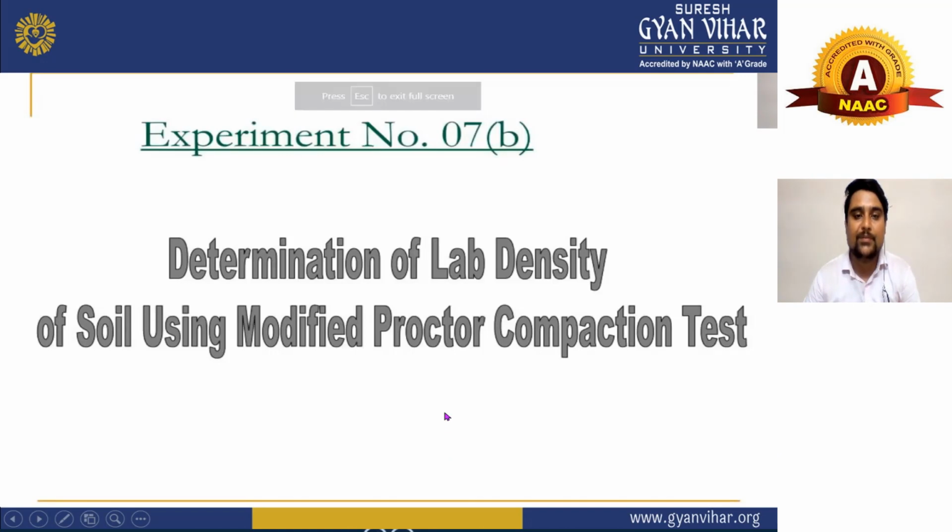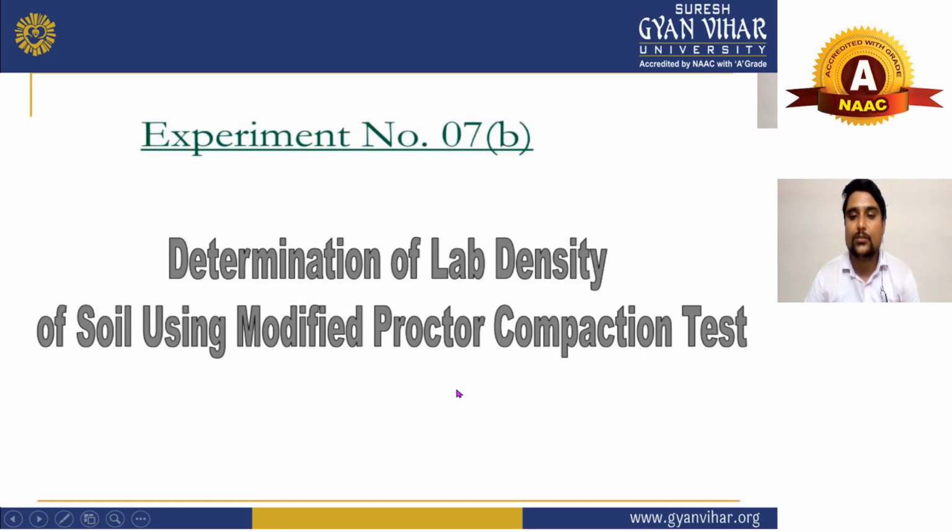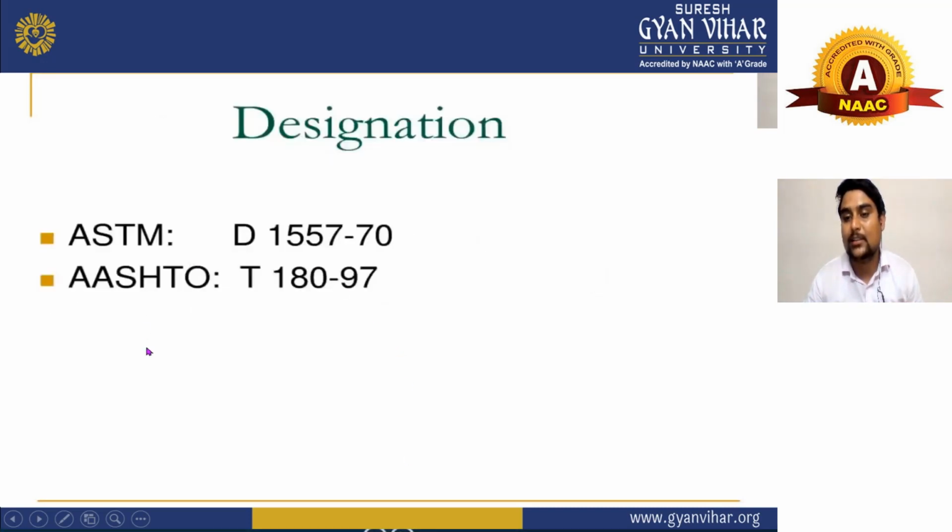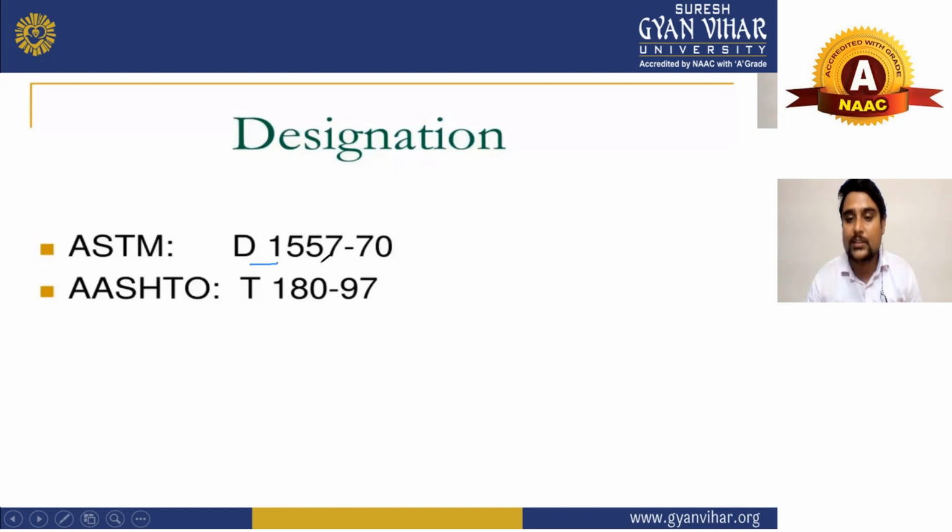Here we will see the modified Proctor test also, which is experiment number 7. And this is also very important because it is a modified version of the standard Proctor test. If you have done the standard Proctor test, then you will get a good idea of using the modified Proctor test. Let's see what is the designation and where it is given. It is ASTM, as you can see here, D 1557-70 and AASHTO T 180-97.